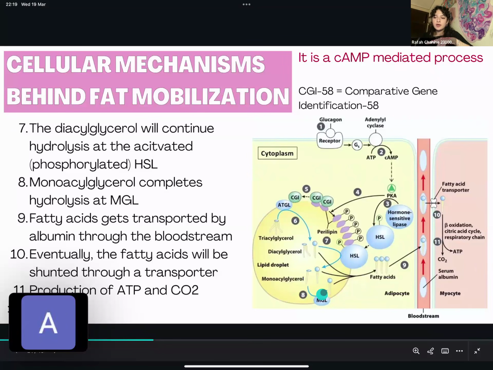And then that will be broken down by MGL to give me the 3 free fatty acids I was looking for. Once we have them, they're going to be transported through the bloodstream with the help of serum albumin, which is this blue structure over here. And then at step number 10, it will go through a fatty acid transporter into, for example, a myocyte or a muscle cell or any other cell. And then in step number 11, it will go through beta oxidation, citric acid cycle, and the respiratory chain to finally yield CO2 and ATP.